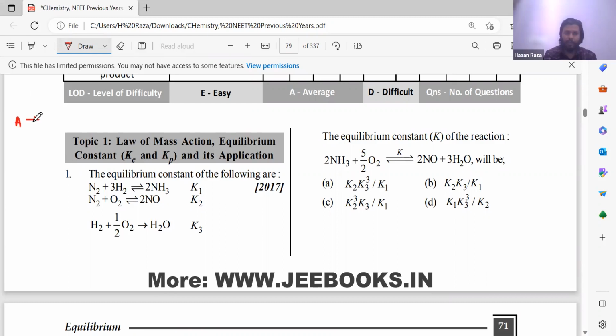If we have a reaction that goes from A to B, which has an equilibrium constant K, what will be the equilibrium constant of B to A? It will be 1 by K. We did this part, yes or no?